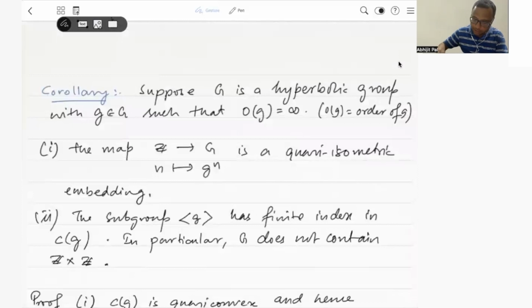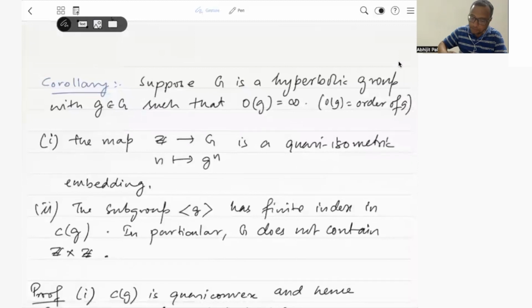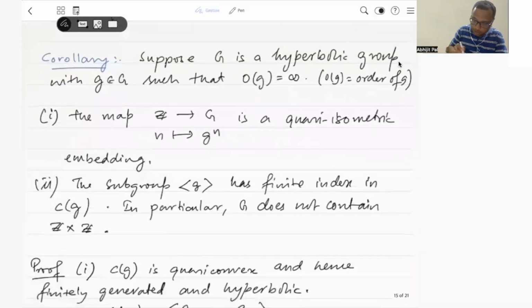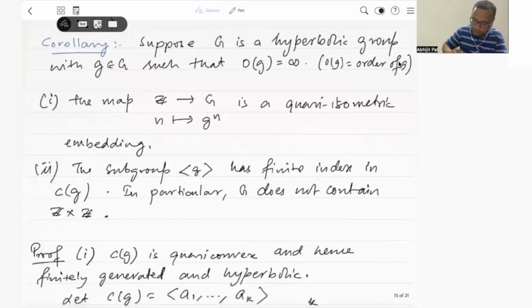And now, as a corollary, we have the following things. Let us take G to be a hyperbolic group with an element g such that the order of that element g is infinite. So first observation is, the map from Z to G, n goes to gⁿ, is a quasi-isometric embedding. And the second thing, which requires a proof: if I take the subgroup generated by g, an infinite cyclic subgroup, then the subgroup has finite index in its centralizer.